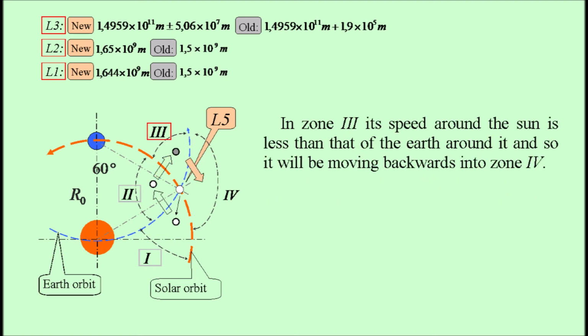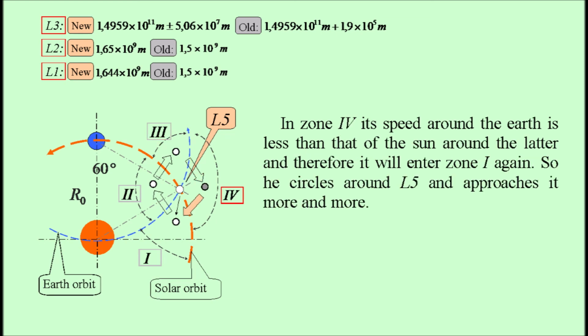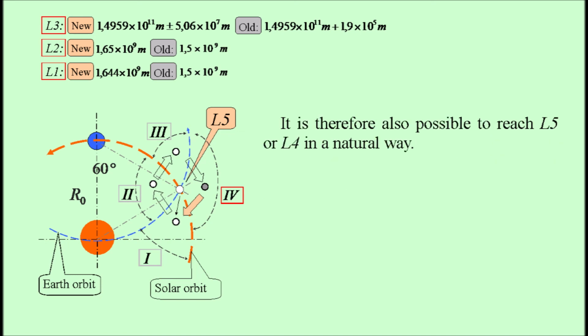In zone 3 its speed around the Sun is less than that of the Earth around it and so it will be moving backwards into zone 4. In zone 4 its speed around the Earth is less than that of the Sun around the latter and therefore it will enter zone 1 again. So it circles around L5 and approaches it more and more. It is therefore also possible to reach L5 or L4 in a natural way.